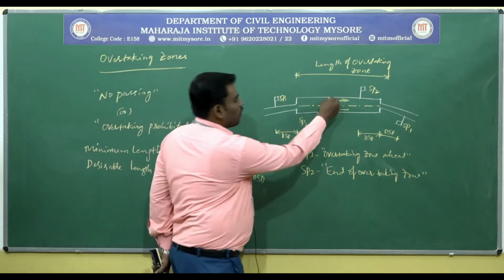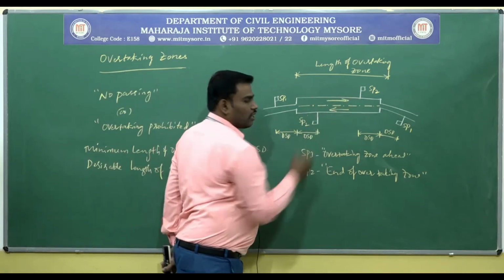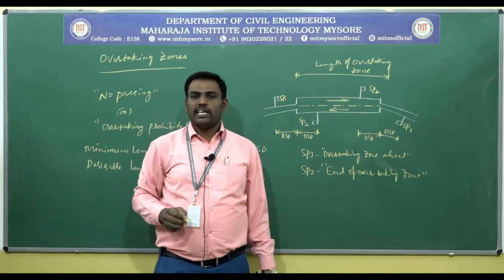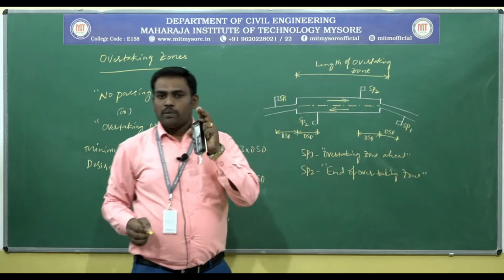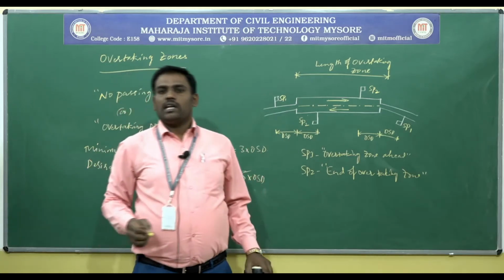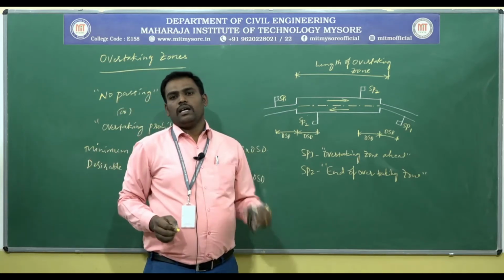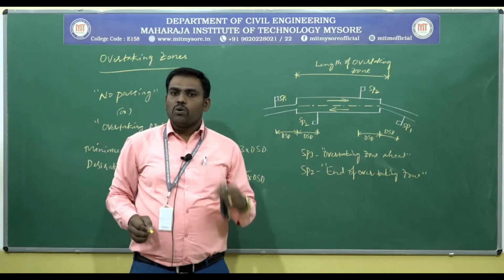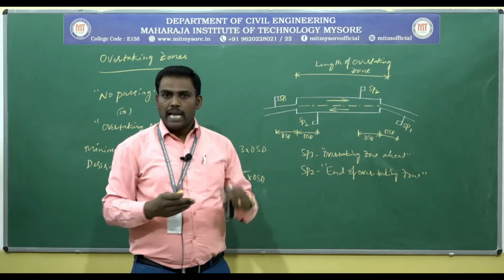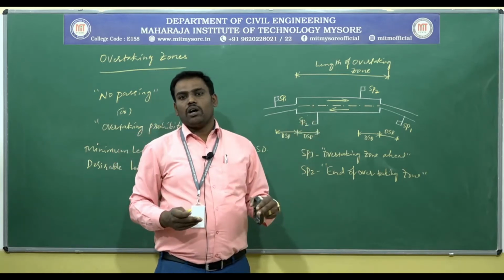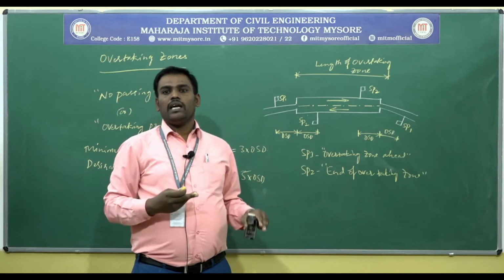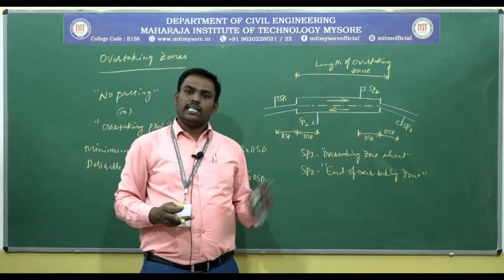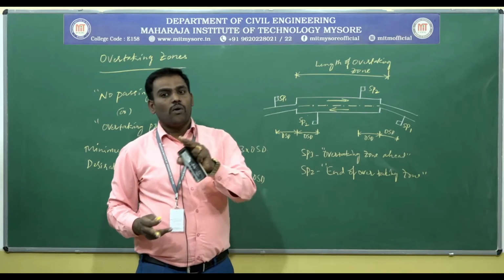This is the one way and this is the other way traffic. In both way traffics, they are going to install the signposts. There are two signposts, signpost number 1 and signpost number 2. Signpost number 1 will be installed before starting the overtaking zone, that indicates overtaking zone ahead. And signpost number 2 is installed before ending the overtaking zone at a distance of one time of overtaking sight distance, that indicates end of overtaking zone.